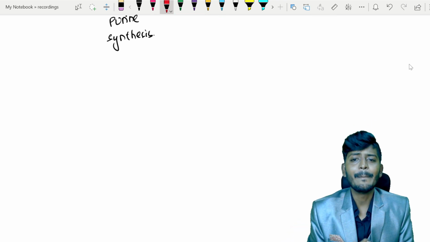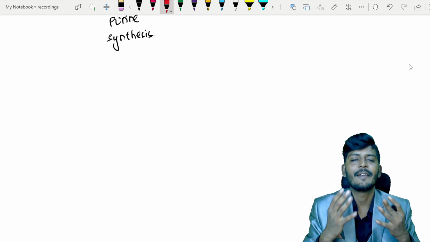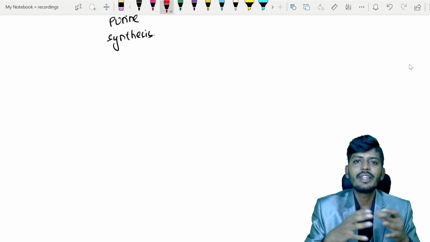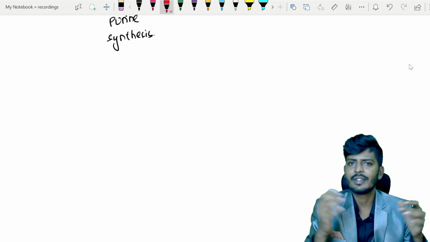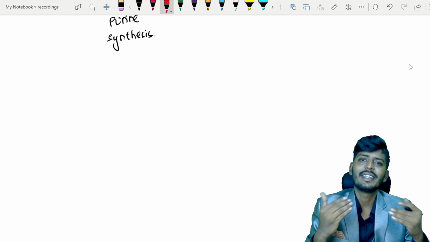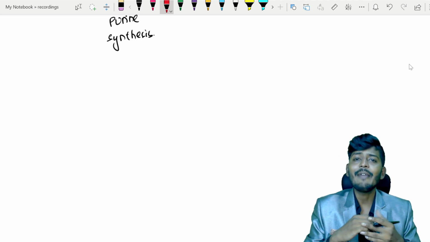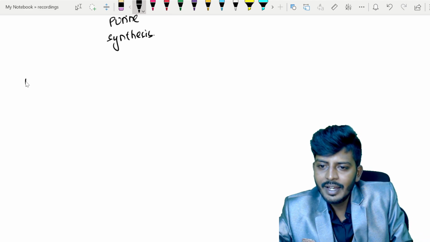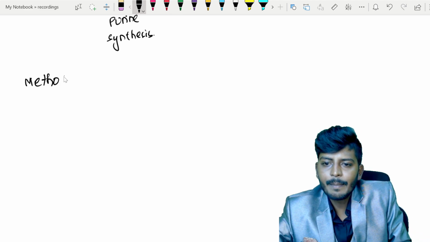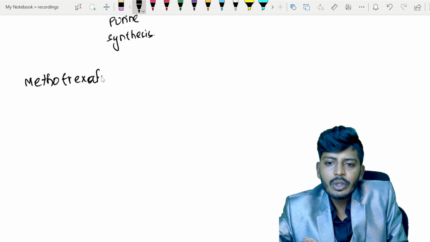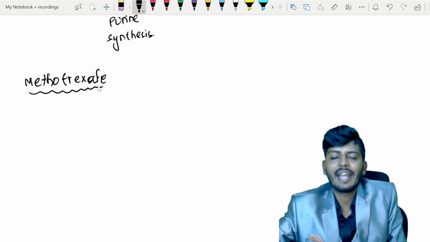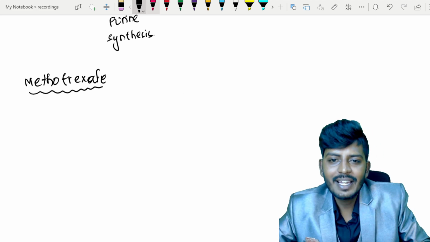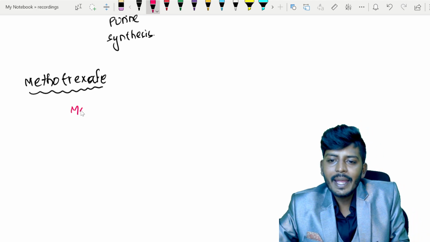Now, once we have understood folic acid metabolism, let's understand one very important drug. That is methotrexate. Methotrexate has been a favorite question in all types of exams, whether competitive exams or university exams. Irrespective of that, methotrexate always plays a key role when it comes to anti-cancer drugs. So let's study that. Methotrexate is a type of anti-cancer drug. When we are speaking of methotrexate, let's start with a very basic important thing: the mechanism of action.